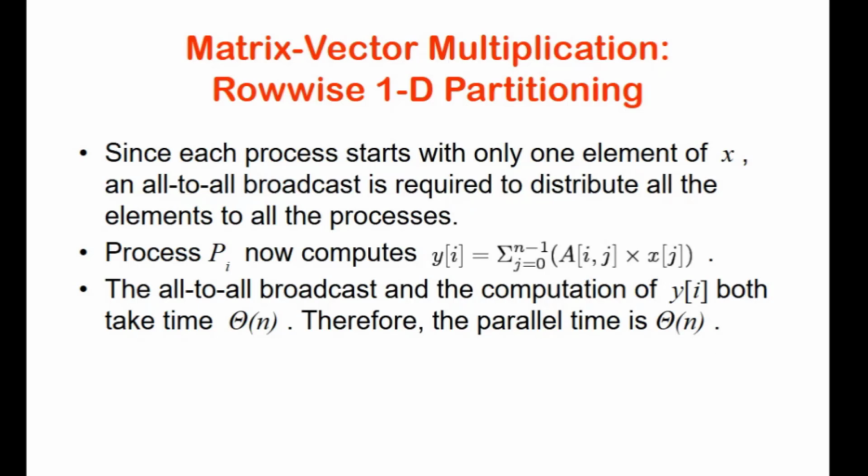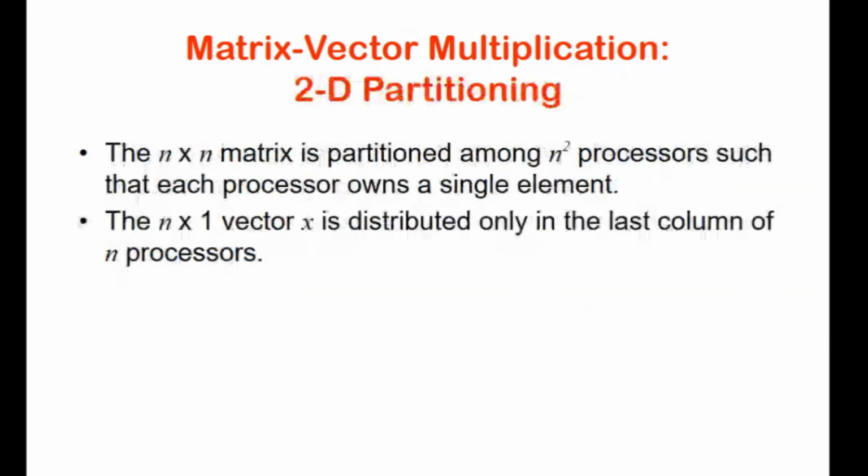In this, a series of multiplications and additions is going on, and each processor performs an operation to multiply its row with the elements of x, and this process happens simultaneously. That is why the parallel time is O(n). Our second type is 2D partitioning.